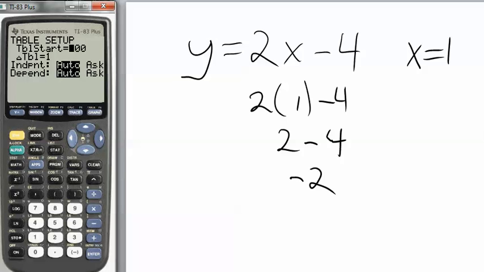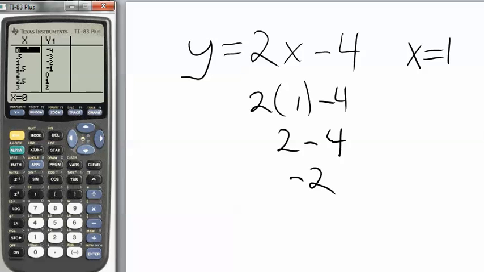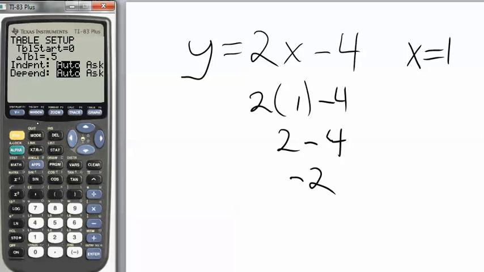The other thing we can do in table set is change the delta. The triangle means delta, which means change. The change of the table, we had it at 1. We could put it at 0.5. Then when we go into the table, it shows us the whole numbers and the half numbers. So 0.5, 1, 1.5. That would help if we wanted 0.5. We could also do something like change it to 0.1.